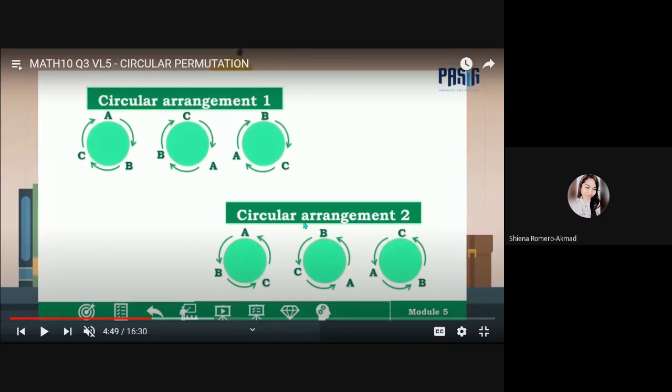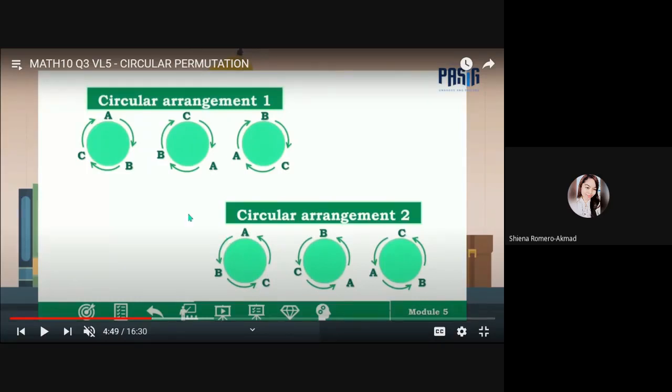So if you look at the circular arrangement 2, looking at their counterclockwise orders, makikita nyo si letter A, ang nasa kanan na niya ngayon ay si B. At ang nasa kaliwa na niya ngayon ay si C. At kahit magbago-bago sila ng pwesto, as long as kung sino nasa kanan at kaliwa nila, hindi nagbabago, still the arrangement is the same.